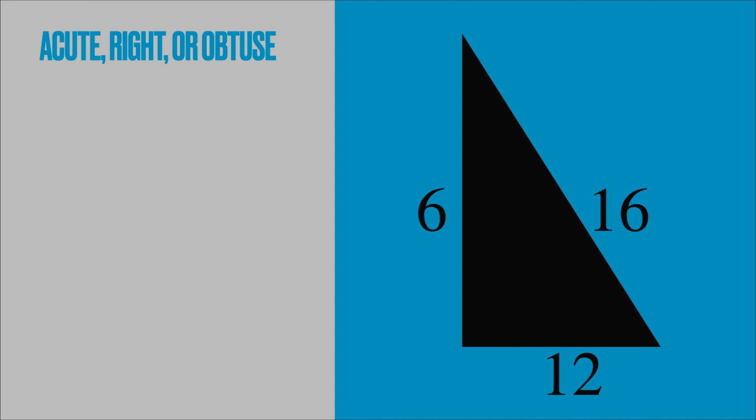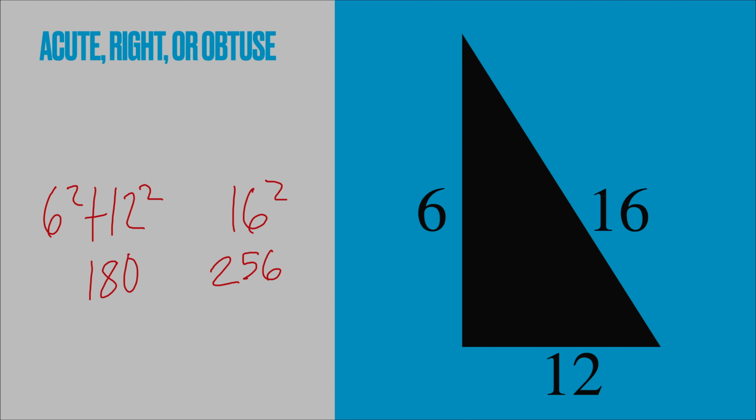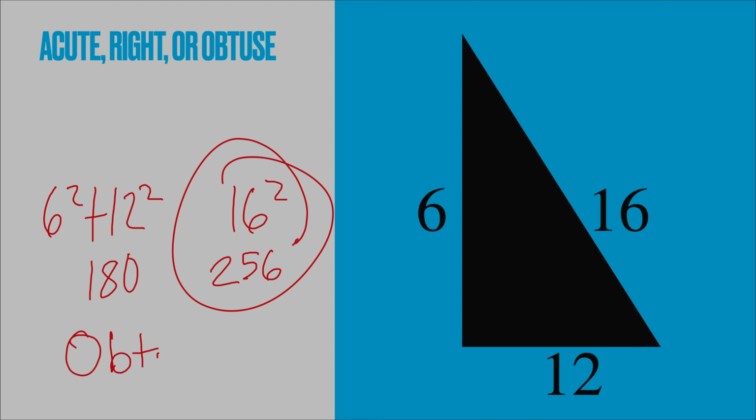Now we're going to move on. Here's another question. We have 12, 6, and 16. In this case, we are going to do 6 squared plus 12 squared and compare it to 16 squared. So 36 plus 144 is 180. And then 16 times 16 is 256. Well, 256. First off, this was a triangle. Wait a second, this side's bigger, which means it is obtuse.